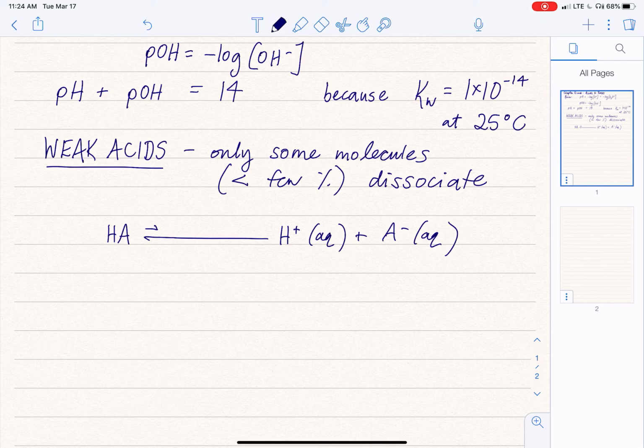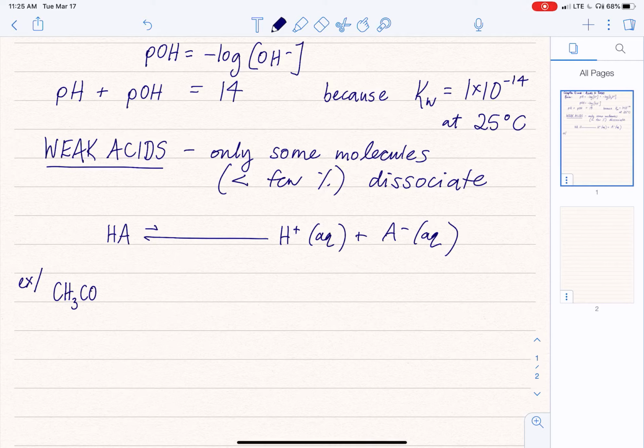Always have equilibrium arrows. And writing them in this uneven way emphasizes the fact that dissociation is partial. Now, there are thousands upon thousands of weak acids. There are many different kinds of organic acids that behave this way: citric acid, lactic acid, malic acid, ascorbic acid, you name it. You've probably heard of many of these acids in your biology classes. So that's the generic case.